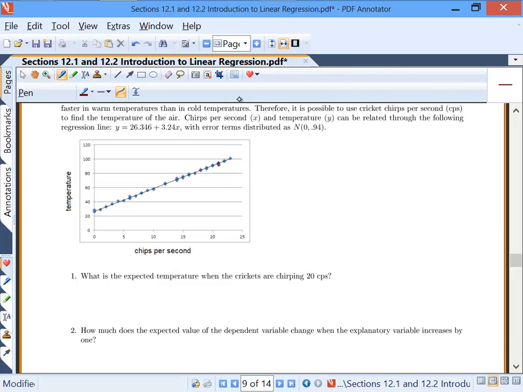Okay, chirps per second and temperature can be related through the following regression equation: y equals 26.346 plus 3.24x, with our error terms distributed normally with a mean of 0 and variance of 0.94. So what is the expected temperature when the crickets are chirping at 20 chirps per second? How would you find your expected temperature?